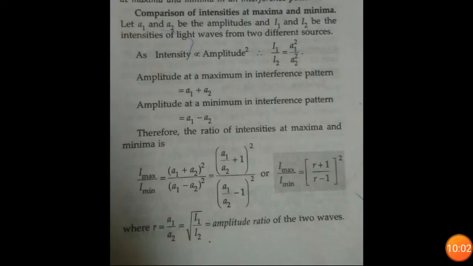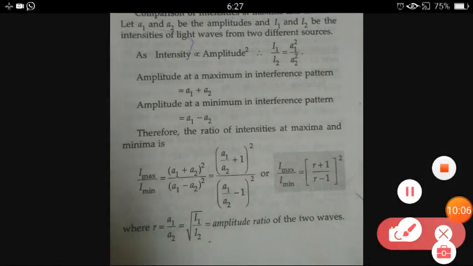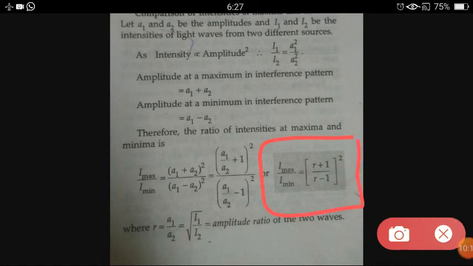So here we have compared the intensities, and after comparing we got this one. This is the required equation when we compare the intensities. And one more term we have got, this is called the amplitude ratio of the two waves.